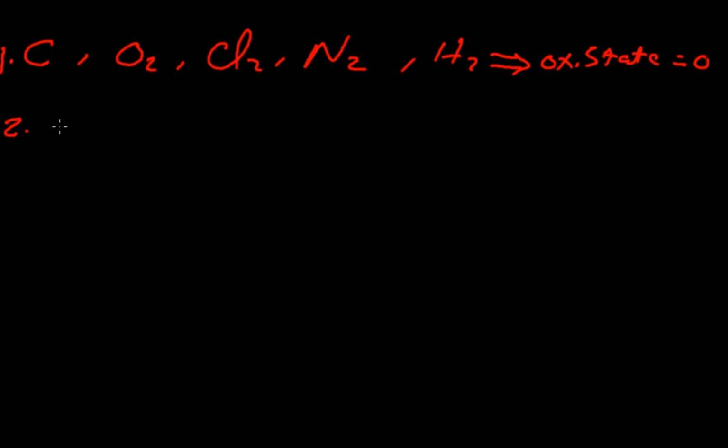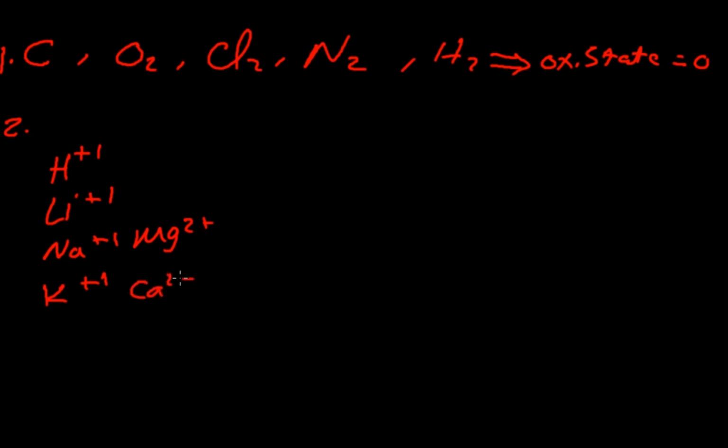You have to also memorize some of the most common oxidation states, or fixed oxidation states, such as what I will write now. So, for example, in most cases, hydrogen is positive 1, then lithium positive 1, sodium positive 1, and potassium positive 1. Then we have magnesium 2 plus and calcium 2 plus, and here on the other side of the periodic table, aluminium 3 plus.